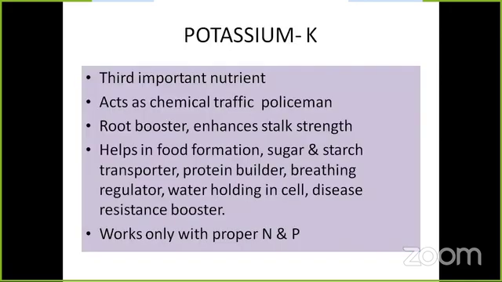Let us come to the third important element, that is potassium. In other words, it is called as kalium. It is a third important nutrient. It acts as a chemical traffic policeman. Means what? Sodium potassium pump is essentially the one which permits entry of nutrients into the cell. So, if potassium is lacking, then chemical uptake can be hindered.